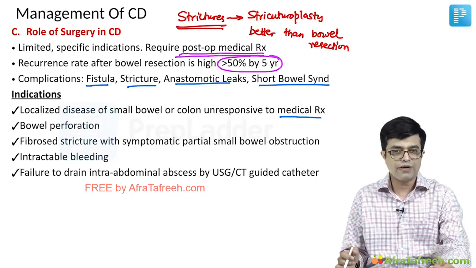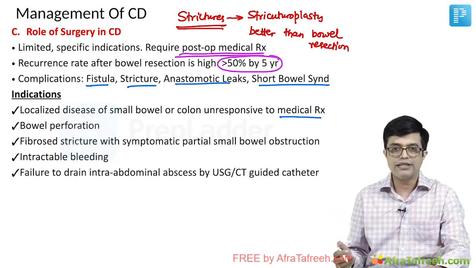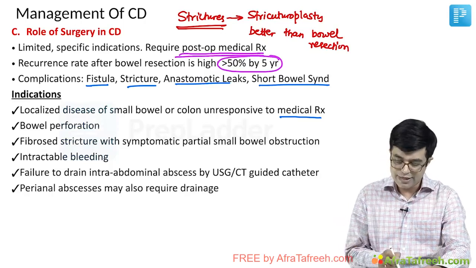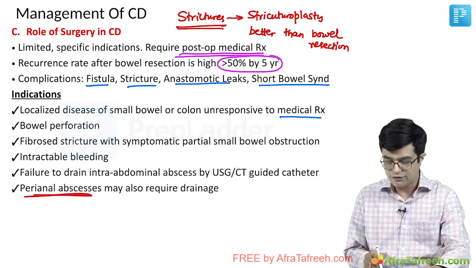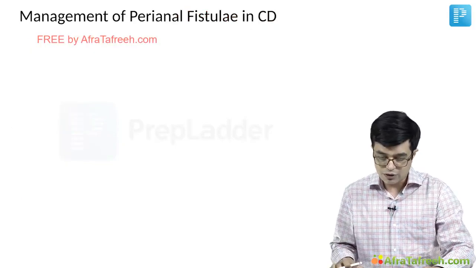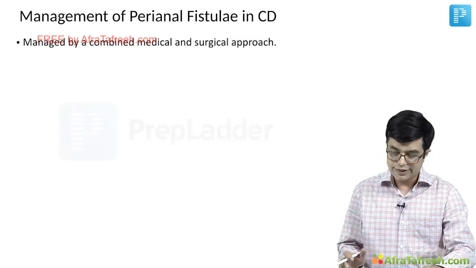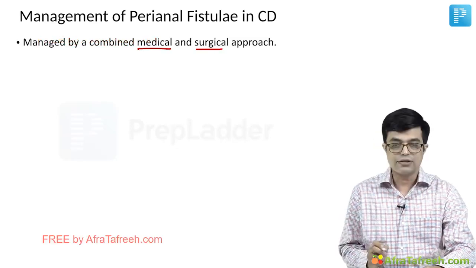We discussed 4 types of abscesses. You try to do ultrasound or CT drainage. If that fails, then obviously surgery needs to be done. And finally, perianal abscesses or anorectal abscesses will also require drainage. Now, how are you going to manage perianal fistula, which is frequently seen in Crohn's disease? According to Nelson, they are managed by a combined medical plus surgical approach.